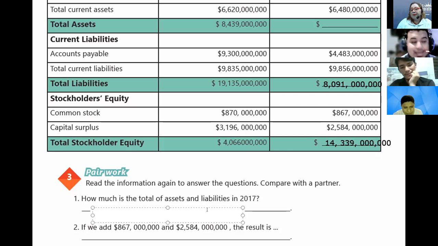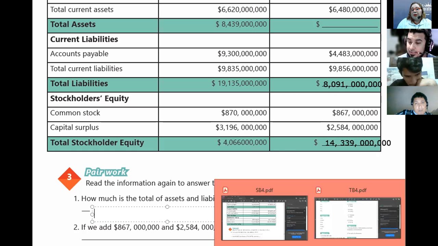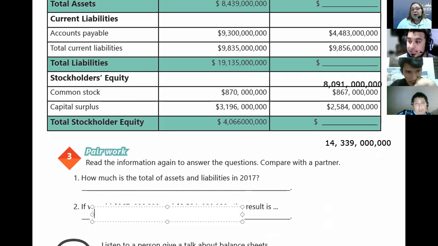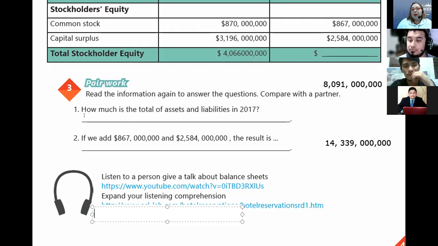How much is the total? The total is 8 billion 91 million. Okay, plus the 14, right?